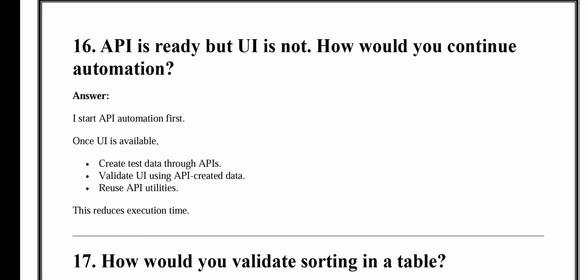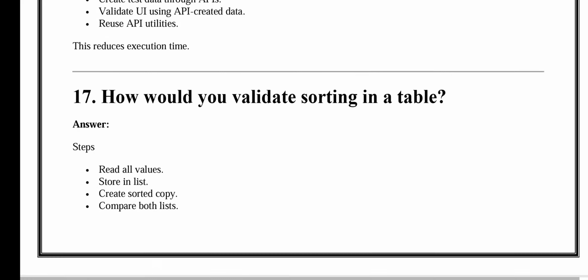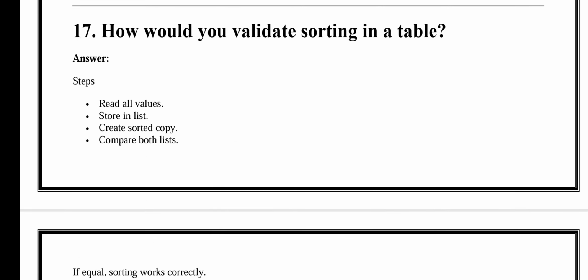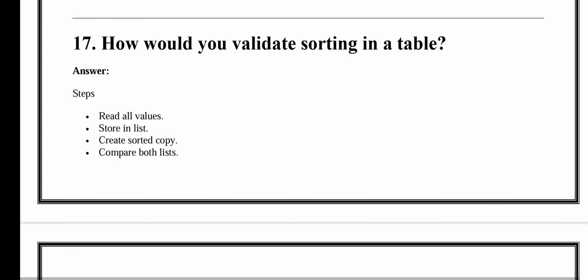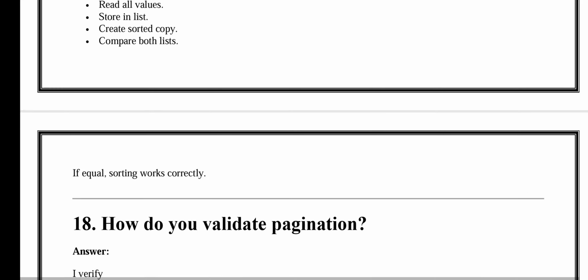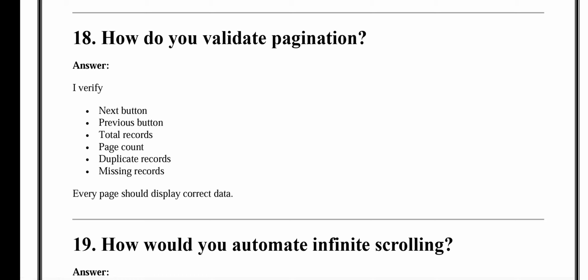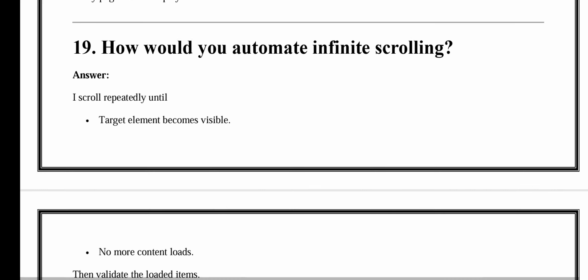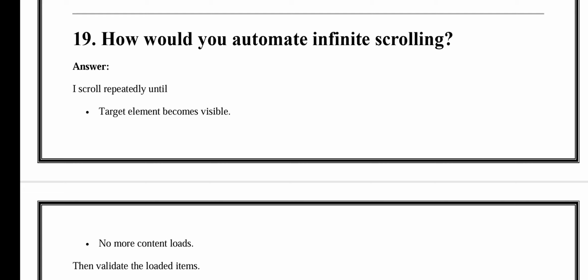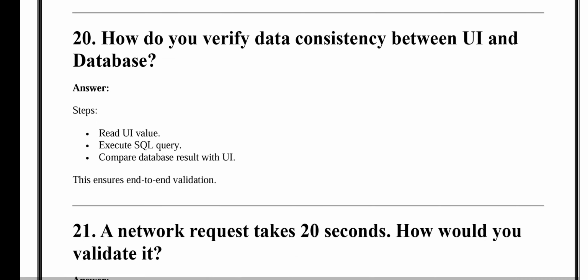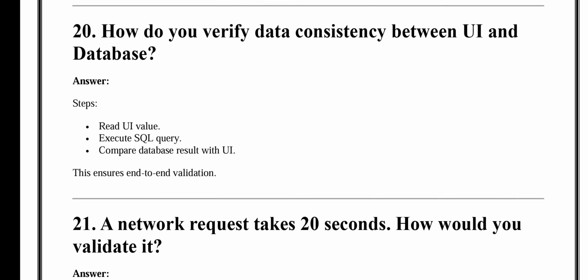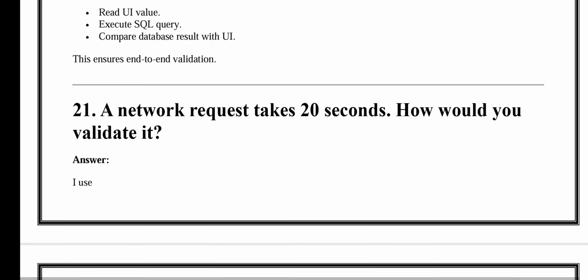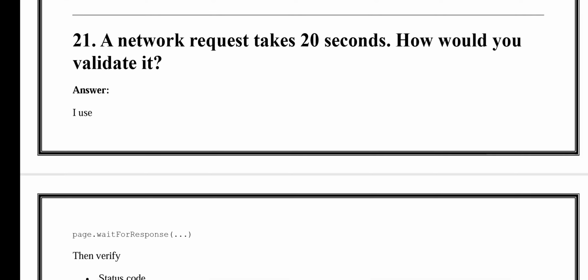API is ready but UI is not yet ready. How do you continue the automation? How would you validate sorting in a table? How do you validate pagination? How would you automate infinite scrolling? How do you verify data inconsistency between UI and database? A network request takes 20 seconds. How would you validate it?